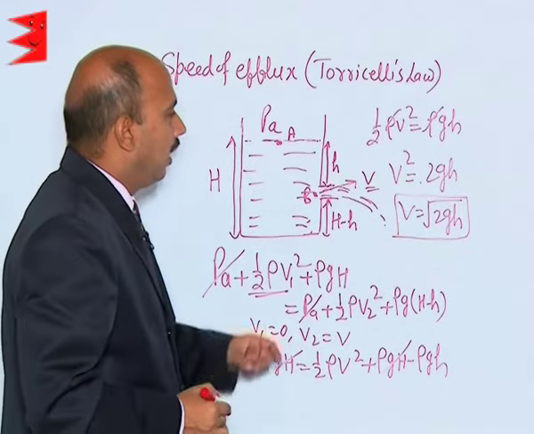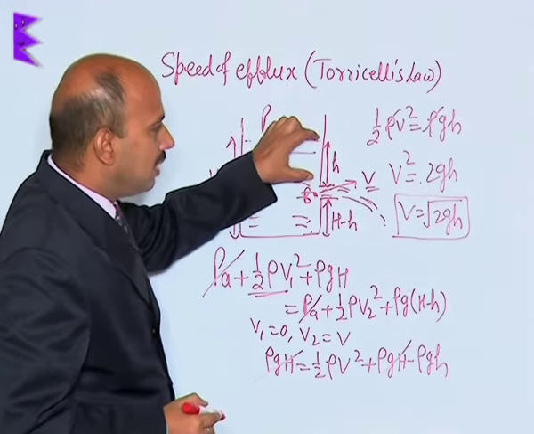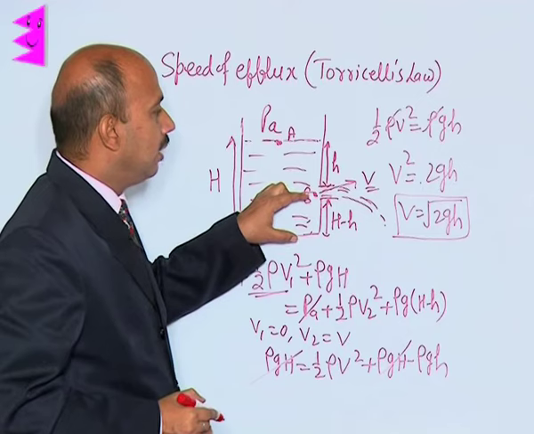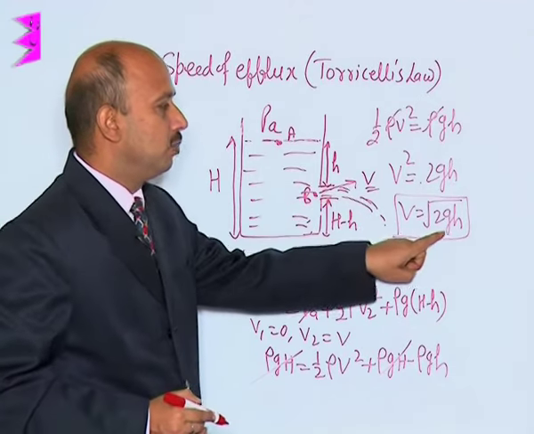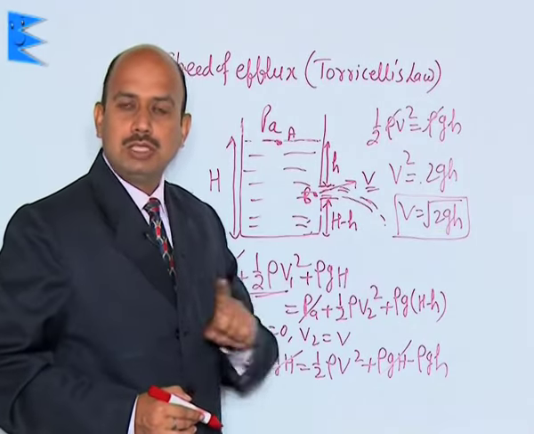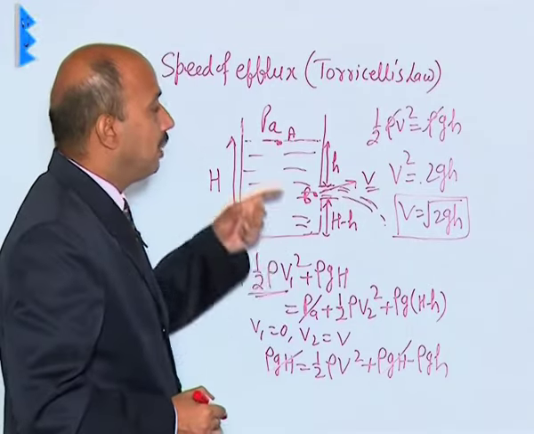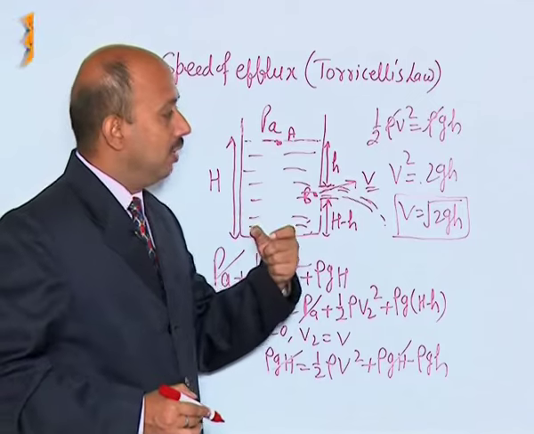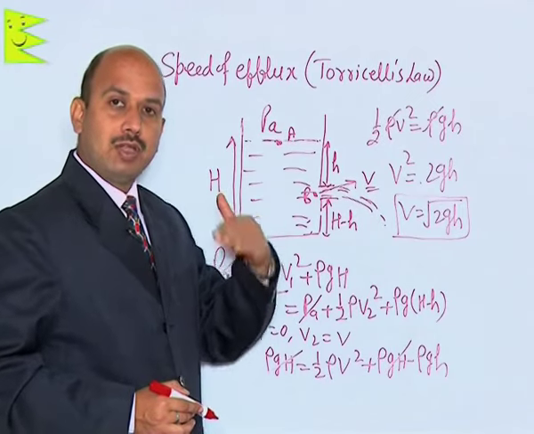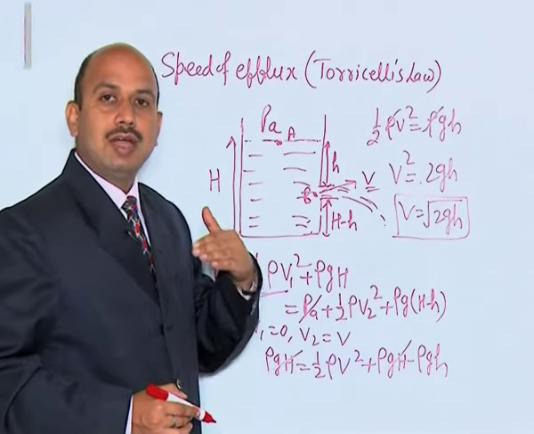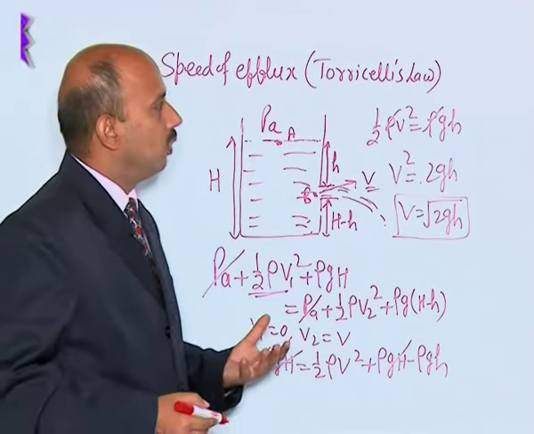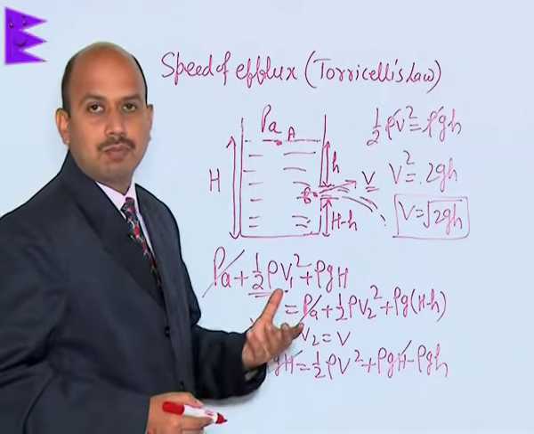So see here, if the hole is made h meters below the upper surface, then the liquid comes out with this speed v equal to the square root of 2gh. And if a ball is dropped freely from the same height, then after falling through the height h, the velocity attained by the body is also the same. So this is known as Torricelli's law.